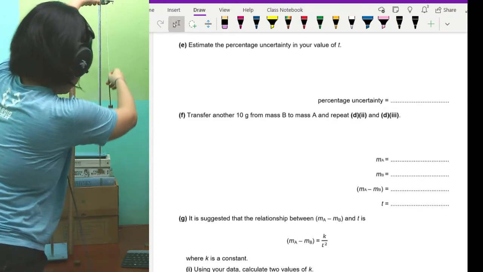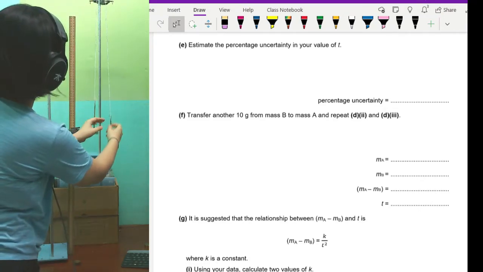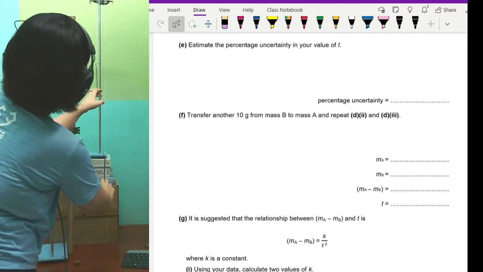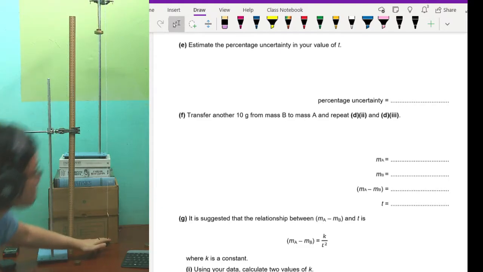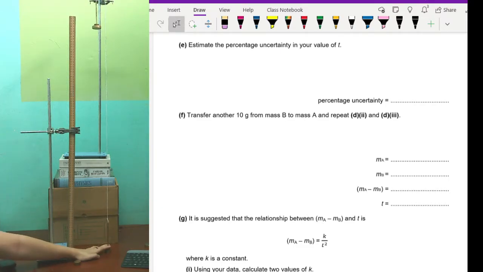Okay, and I'll adjust mass A such that it is at the highest position once again. Alright, so your mass A is hanging up here. This is mass A. Mass B is here. Mass B is 10 grams lighter because I put 10 grams up in mass A. Alright, so now we are ready to begin.